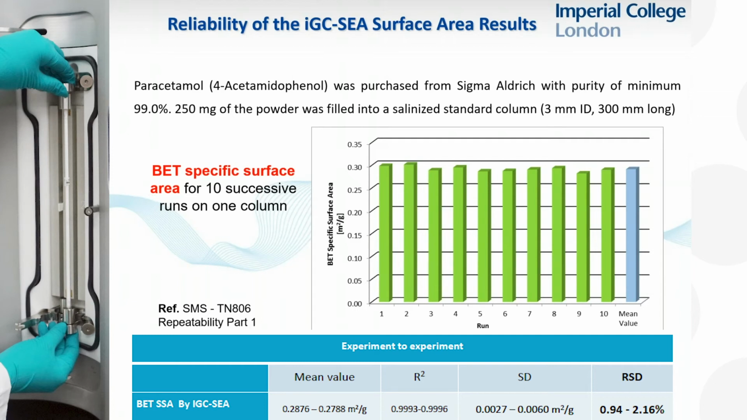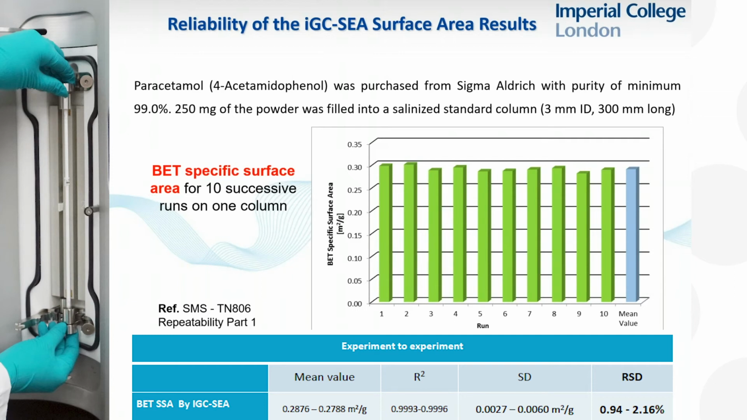But here's a question. What happens if you've got a material that is sensitive to water vapor? And we heard earlier today about hydrates. And of course, hydrates are very, very common in APIs. I don't have a hydrate example for you in a moment, but I have an example of a material where, in fact, if you were to condition it under nitrogen, you would dehydrate it.